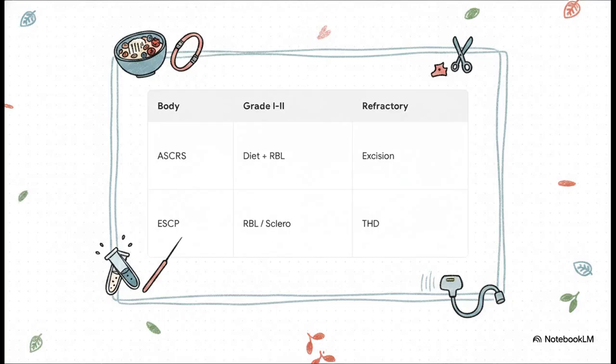It's fascinating to see how major bodies approach this. Check out this table. The ASCRS pushes diet modifications and RBL for first-line grade 1 and 2, and they firmly back excisional hemorrhoidectomy as the gold standard for grade 4. On the flip side, the European Society of Coloproctology, the ESCP, lists RBL or injection sclerotherapy for early stages, but they actually recommend Doppler-guided THD as a lower pain alternative for refractory cases. It really shows the nuance between prioritizing complete excision versus minimizing post-op pain.